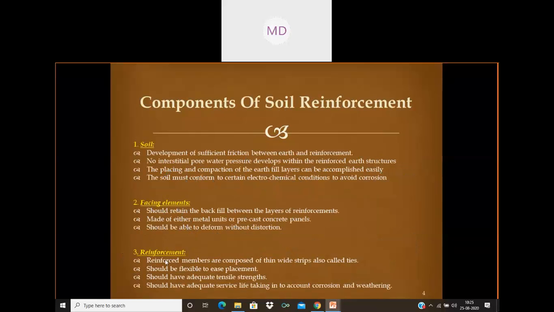Then reinforcement members are composed of thin strips, also called ties. You are familiar with ties. They should be flexible to ease placement, so there should not be any problem in placing the reinforcement. They should have adequate tensile strength, and adequate service life, taking into account corrosion and weathering. Service life should not be too short; it should be long enough.